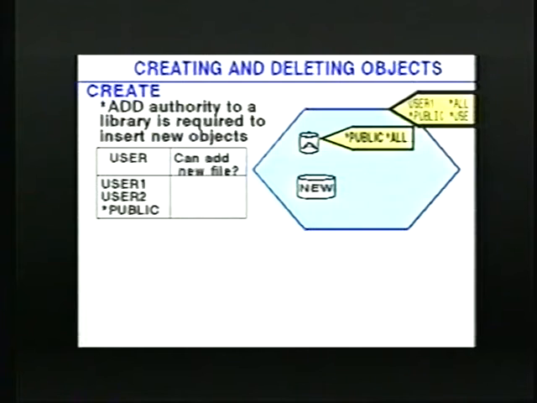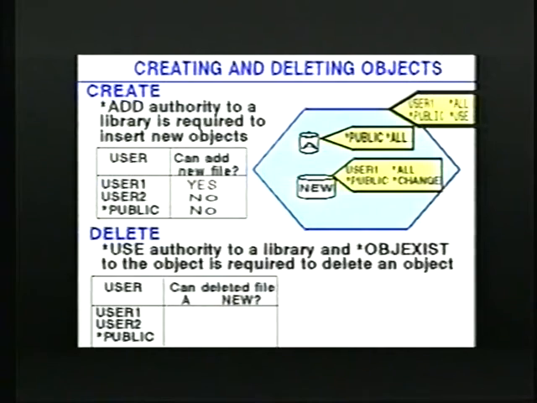Well, to add an object to a library, you actually have to have add authority to that library. And so we're really asking the question, who has add authority to this library? Well, in this case, user 1 having all authority gives user 1 the adequate access. So only user 1 is allowed to add this object. So let's say user 1 creates object new in the library and assigns to that object public change authority. Then let's ask the next question. Now that we've got objects A and new in this library, who can delete these objects?